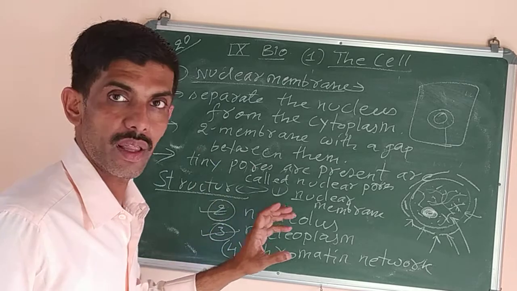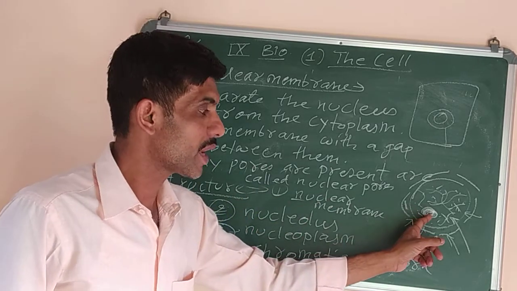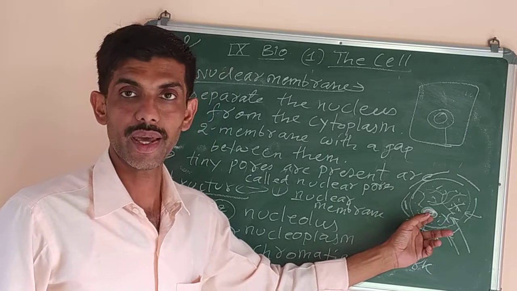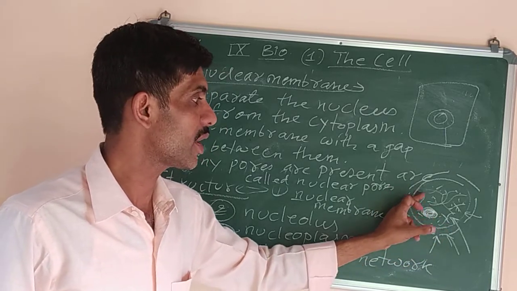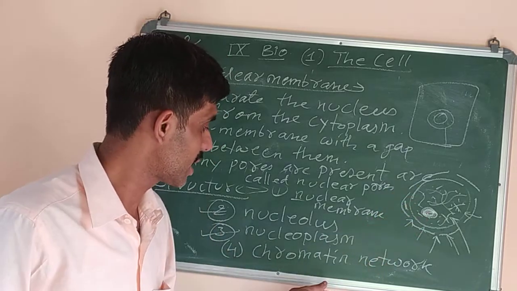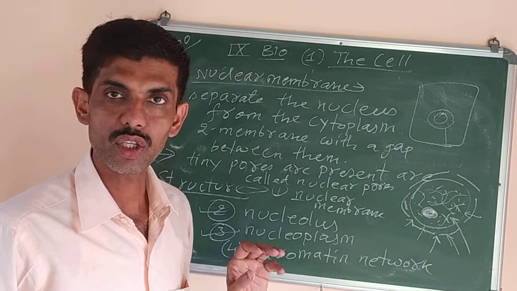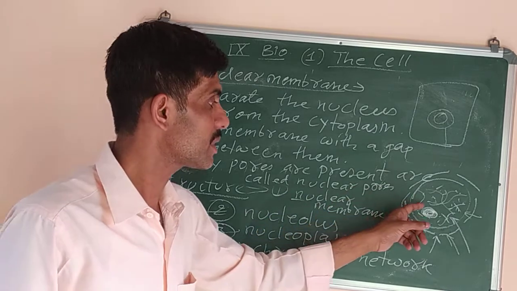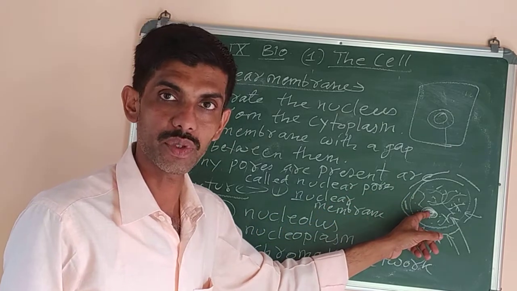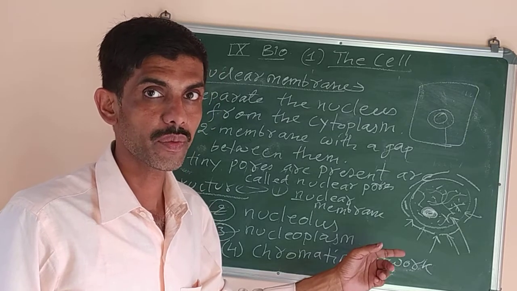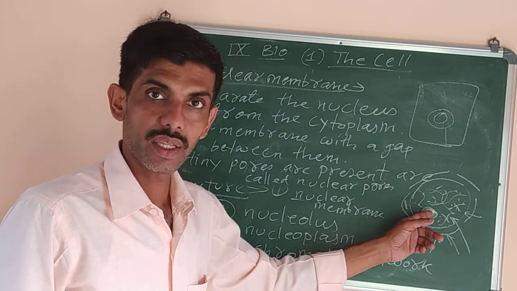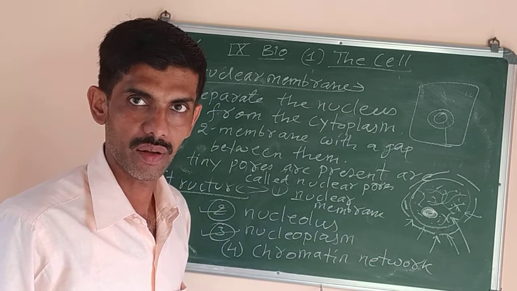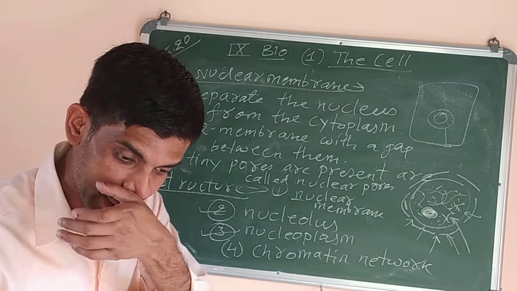Nucleolus are dense spherical bodies. Usually two to three are present, but I have shown only one in the diagram. So dense spherical bodies which are present inside the nucleus are called nucleolus. Now what is the function of nucleolus? It helps in the synthesis of ribosomes. These ribosomes are called the protein factory of the cell because they help to synthesize proteins.